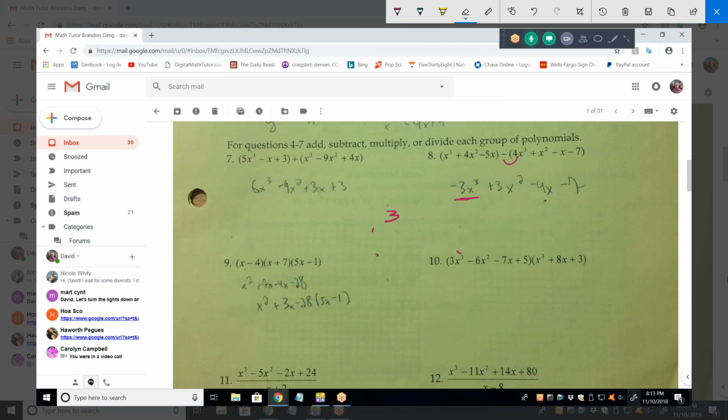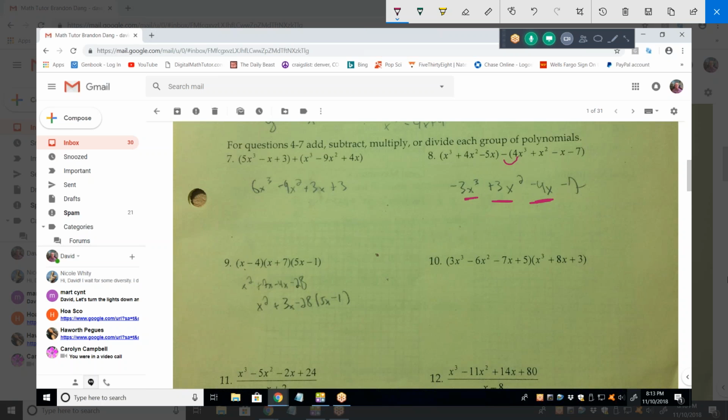Okay, now let's look at the x squared. So we've got plus 4x squared minus 1x squared. That is correct. Let's look at our x's. We got minus 5x. What else? Yeah, because this negative x turns into a positive x. So that is correct also.